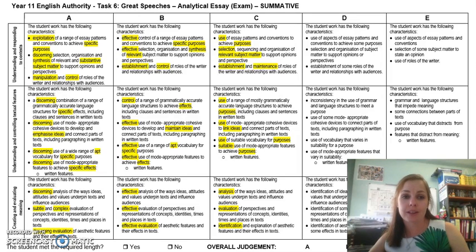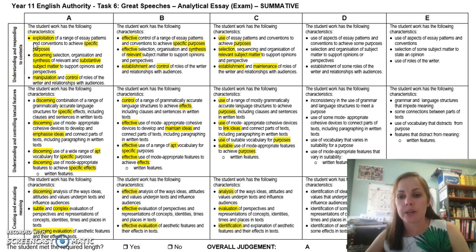Hello, today we're going to unpack the criteria for the Task 6 Analytical Essay Exam for the Great Speeches Unit. Hopefully by the end of this session you'll be able to understand what you need to do for the grade that you're aiming for in this task. Let's start at the top with our understanding and responding to context criteria.